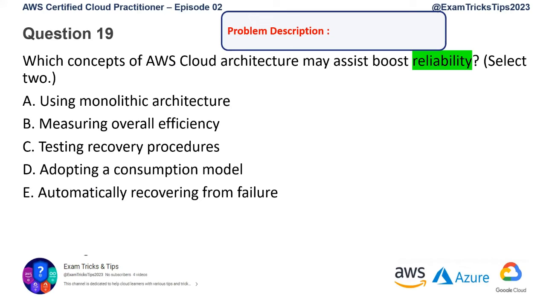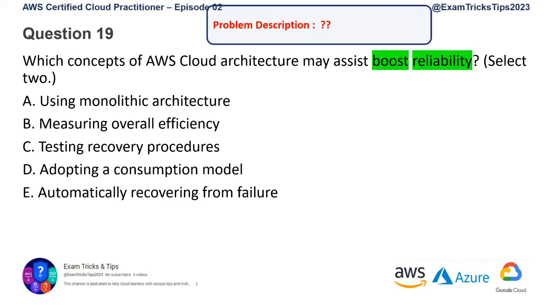All right, let's move to the next question. Question 19. We're looking at reliability here, and we need to select 2 answers from the given 5 options. All right, so let's go one by one. In case of reliability, using monolithic architecture, obviously, that's not anything to do with reliability. In fact, if you are using monolithic architecture, you are creating a single point of failure, and it's going to create more problems for you. So that's a no.